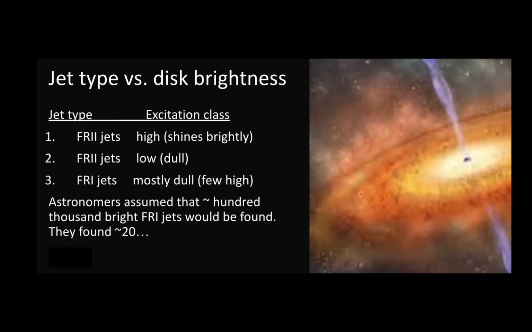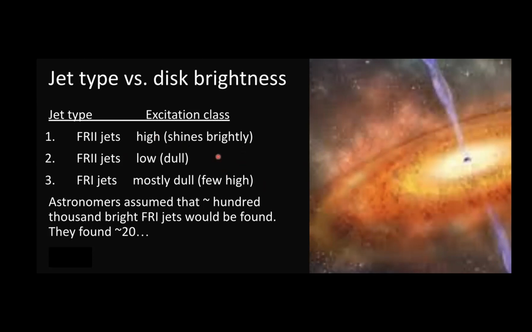And so it would be nice if, for example, we look at the FR1s and we don't see very bright disks, then we could get a sense of the connection, why certain jets are forming with certain disks and so on. But unfortunately, we don't see that. So FR2s are not exclusively surrounded by bright disks.